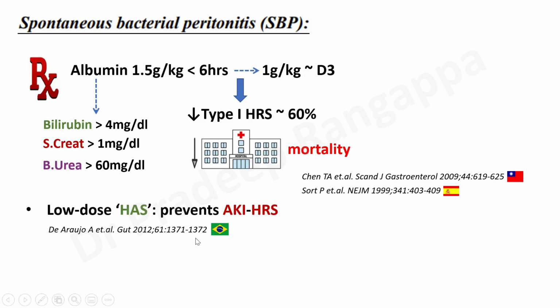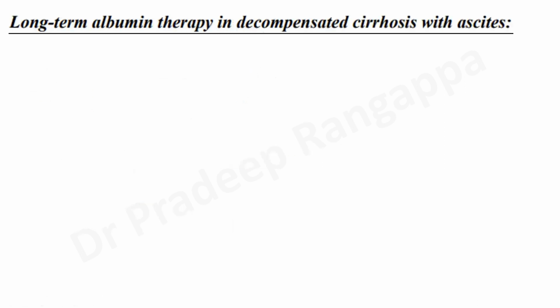There was a study that came from Brazil where they showed in patients with SBP, even low dose human albumin solutions prevent AKI HRS. So possibly in our country, we wouldn't be using 1 gram per kg, because if it's 60 kgs, you would have to use 60 grams of albumin, which is 3 bottles, because one bottle contains 20 grams. So we wouldn't possibly use that high dose because of various reasons. So we could substantiate that even low dose human albumin solutions could at least be considered to prevent AKI HRS in patients with SBP. So the 3 established indications which I mentioned were large volume paracentesis, AKI HRS, and SBP. So these are the 3.